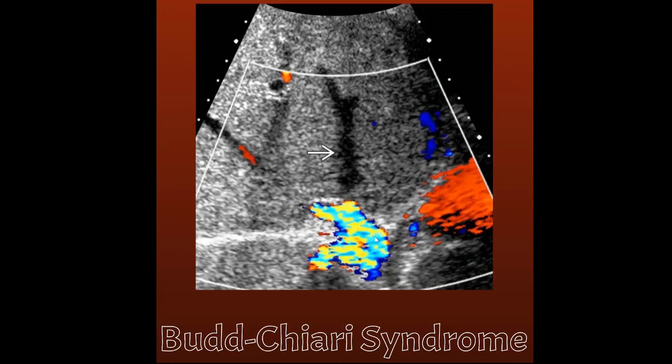Here's another example of Budd-Chiari syndrome in which we have a blocked hepatic vein. We're seeing flow in the IVC, we're seeing flow out in the right hepatic vein, so there's clearly something blocking this middle hepatic vein. And that is the end of our vascular disease and liver pathology.